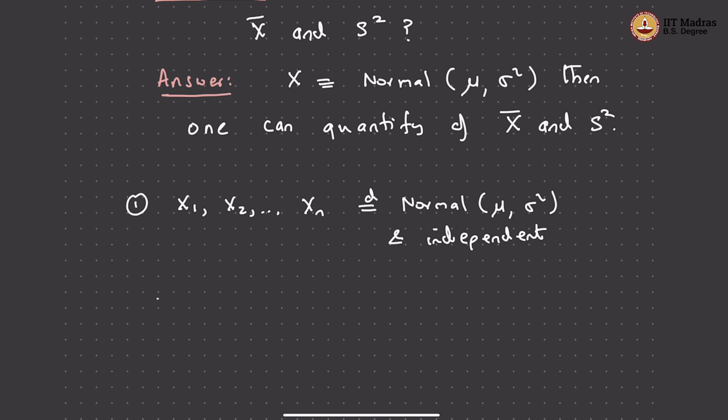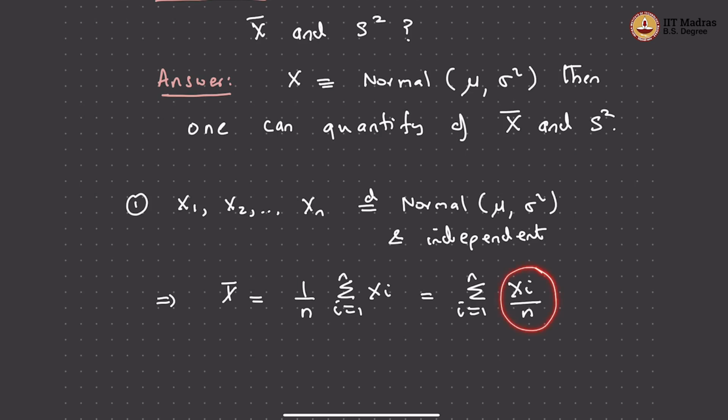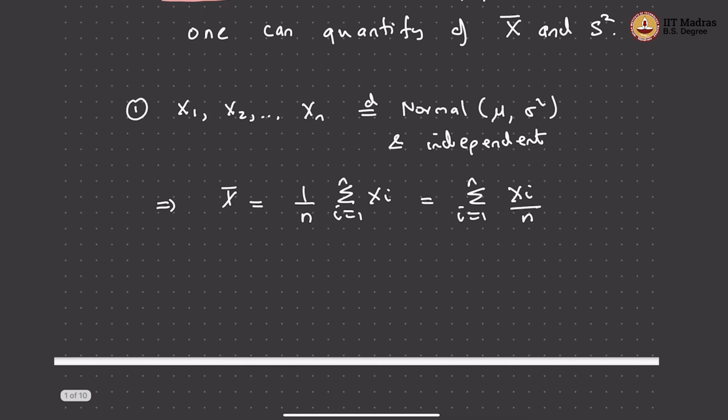Therefore, this will imply that X bar, which is just 1 over n, sum from i equal to 1 to n of xi, can be thought of as summing up i equal to 1 to n of xi divided by n, right? So each of these is a scaled normal, and I'm summing up normals. So the means will add up and the variances will add up. The means unfortunately get scaled by 1 over n, and the variance gets scaled by 1 over n squared. So let's do that observation. The first observation is that each xi by n is distributed as normal.